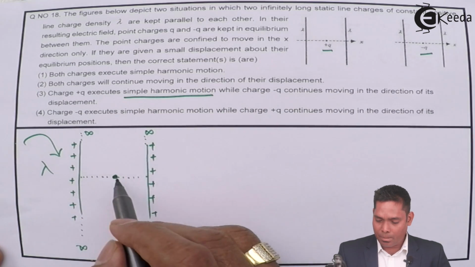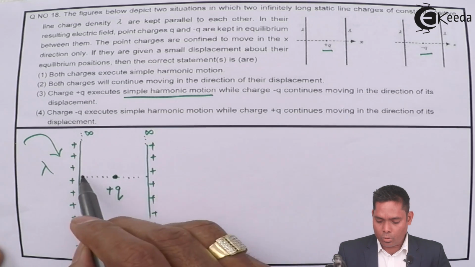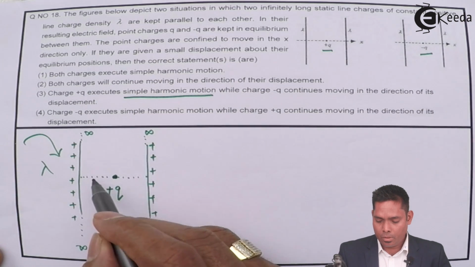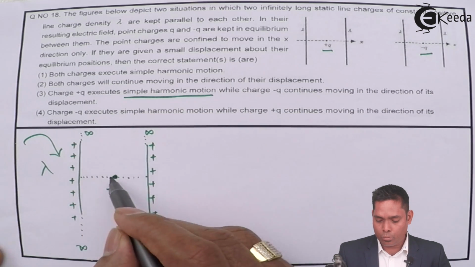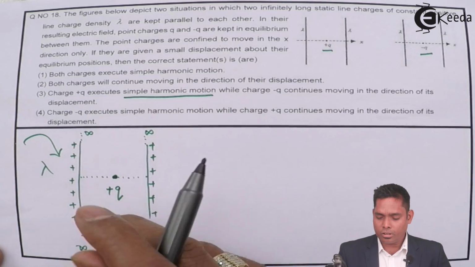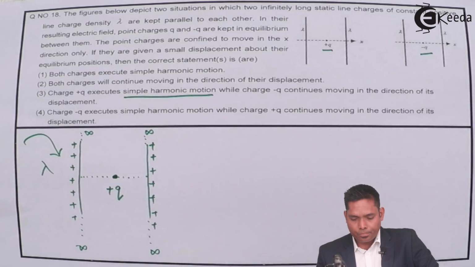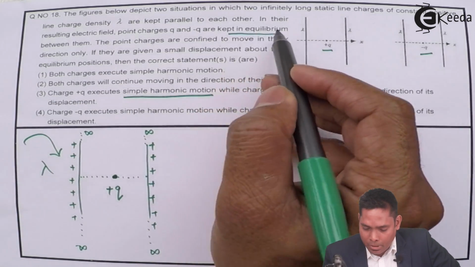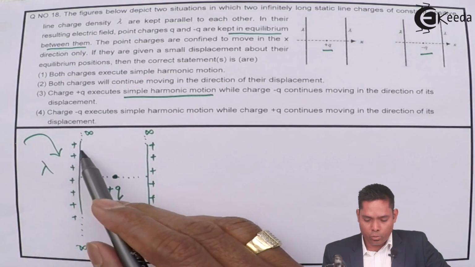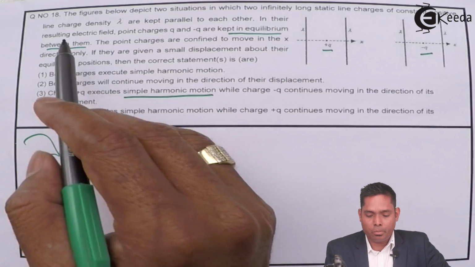If I place a charge, suppose plus Q here, the force due to this will be towards right and the force due to this will be towards left. And because the distance is the same, these two forces will cancel out and this will be in equilibrium. So let us first consider this one, then we will go to the second situation. Now, they are kept in equilibrium between them. So here the net force will be 0. The force due to the first wire and due to the second conductor will cancel out. So it will be in equilibrium.